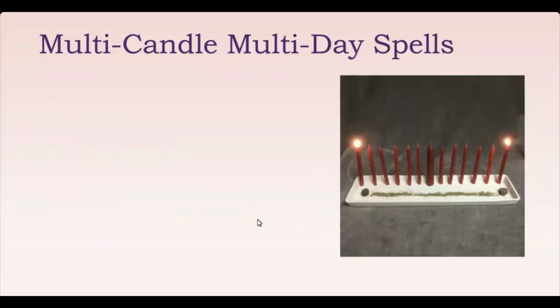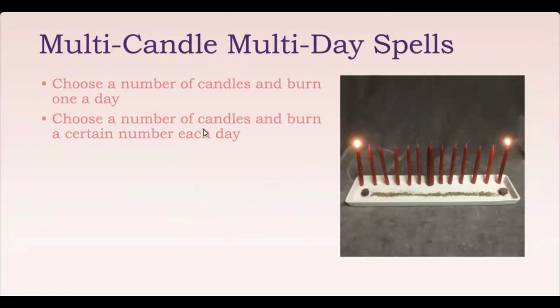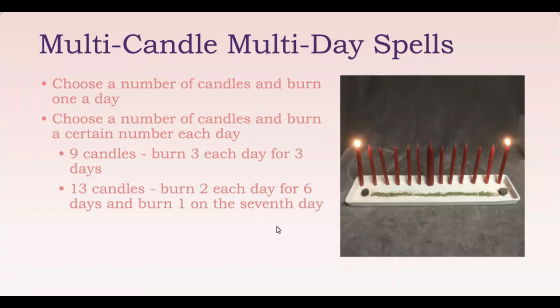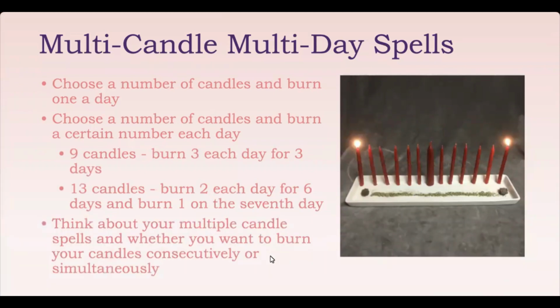We can also do multi-candle, multi-day spells. That way we have a number of candles and we burn a certain number each day, 1 or 2 each day, for example. We can choose a number of candles and burn 1 each day. So for example, we could burn 9 candles and we could burn 3 each day for 3 days. Or like this example here, we could have 13 candles and burn 2 each day for 6 days and burn the center one on the 7th day. So think about your multiple candle spells and whether you want to burn your candles consecutively or simultaneously.